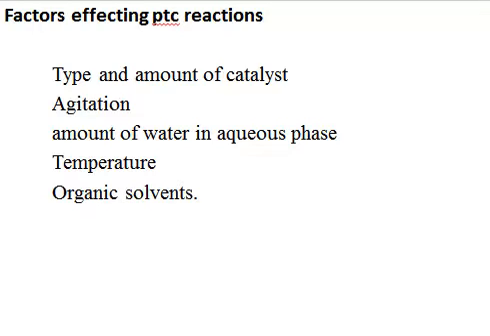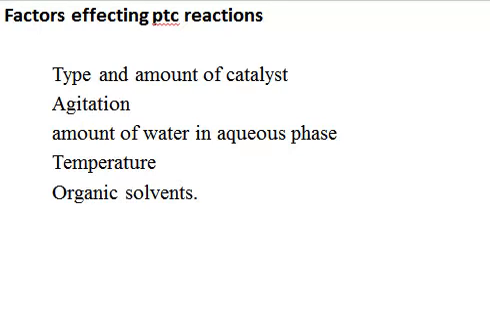Now, there are different factors which affect the phase transfer catalyst conditions. Number one, the type and amount of catalyst. I told you earlier that the catalyst you are using should not have polar groups on it. And regarding the amount of catalyst, if you have a larger amount of catalyst, then the reaction gets sped up. So normally we make use of 10 to 15% of phase transfer catalyst. Right. Then we have agitation.